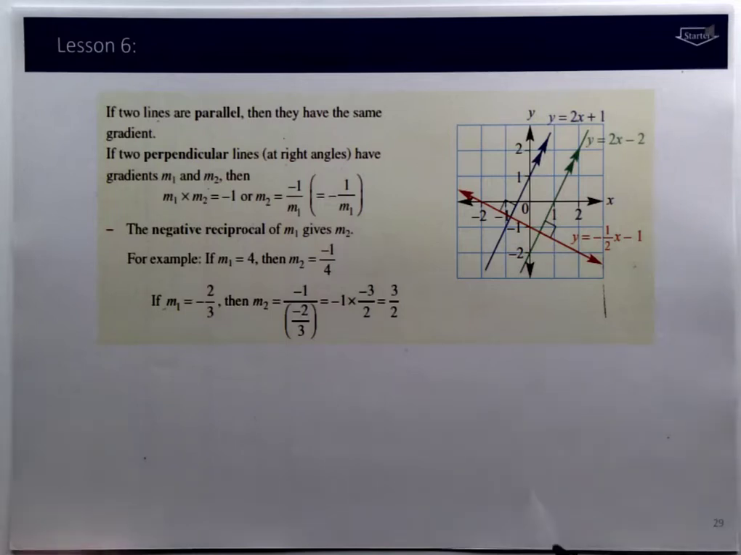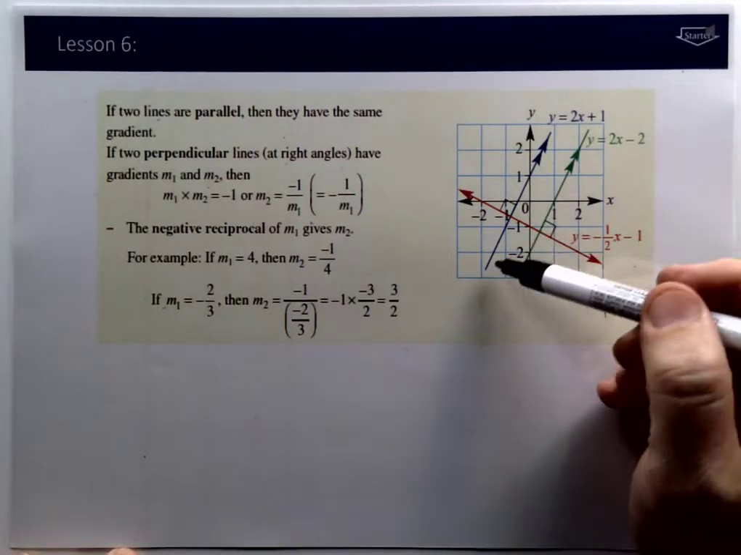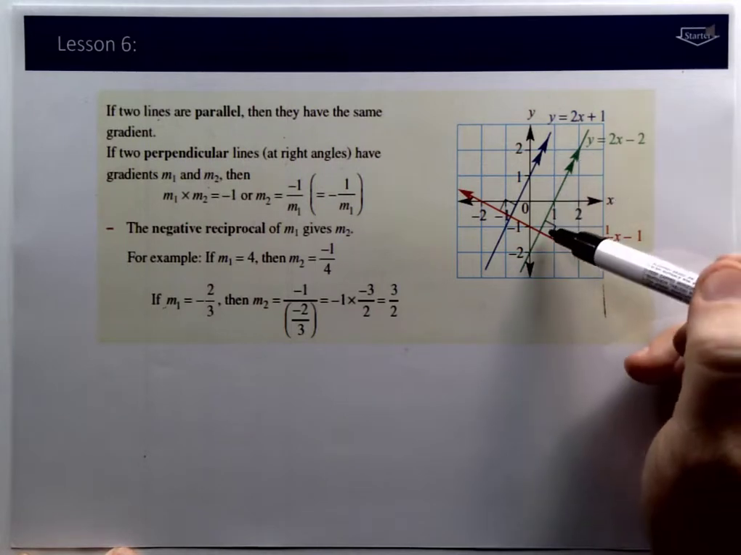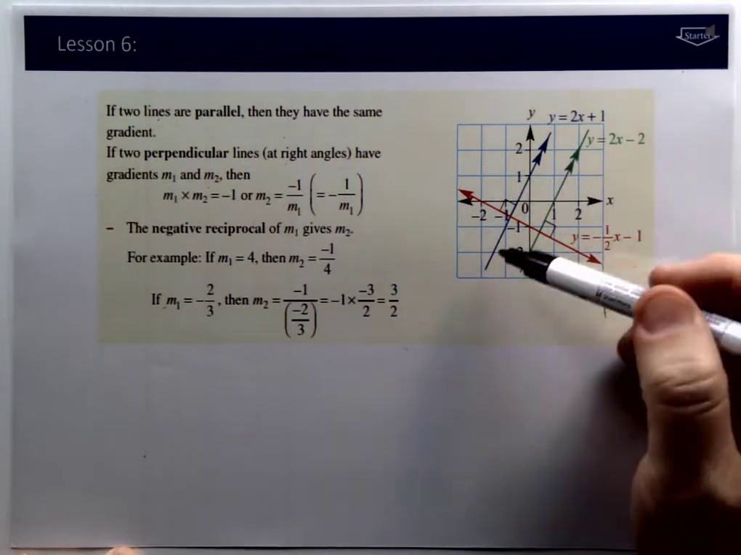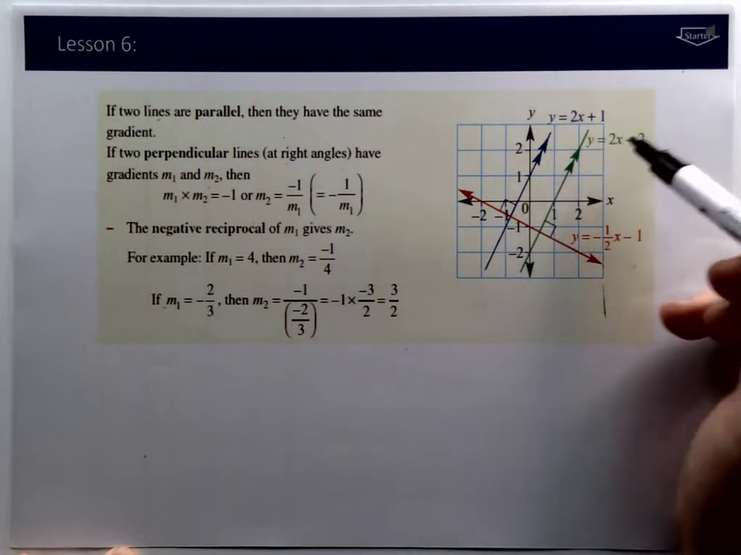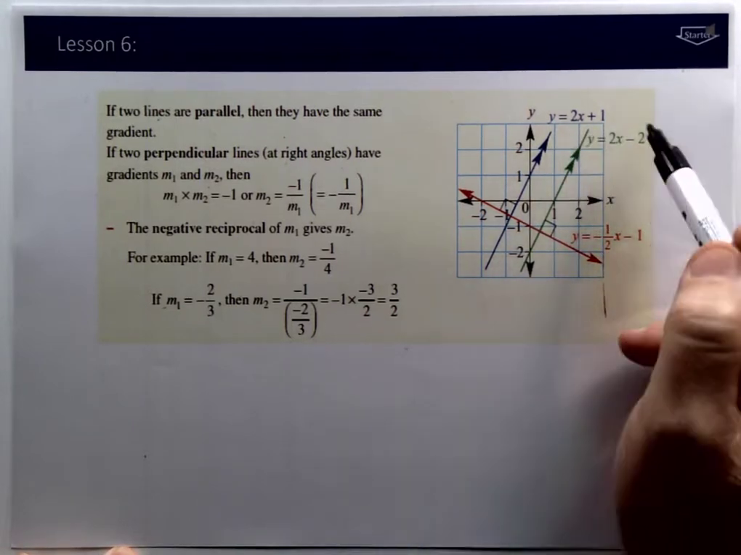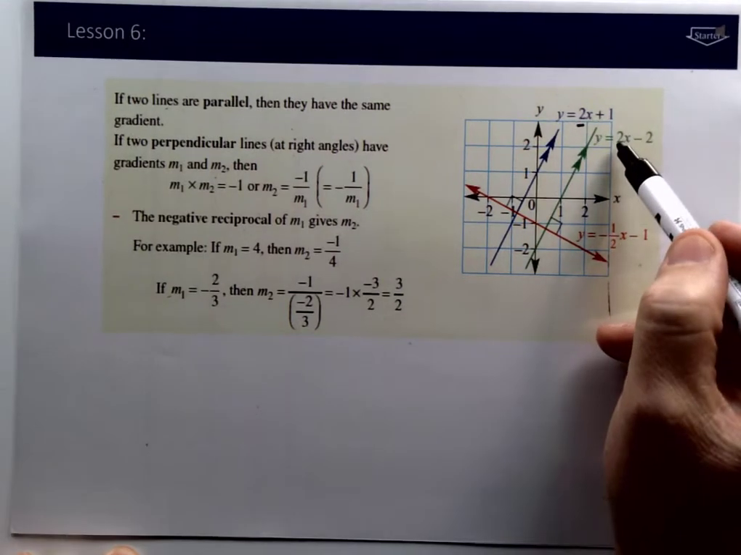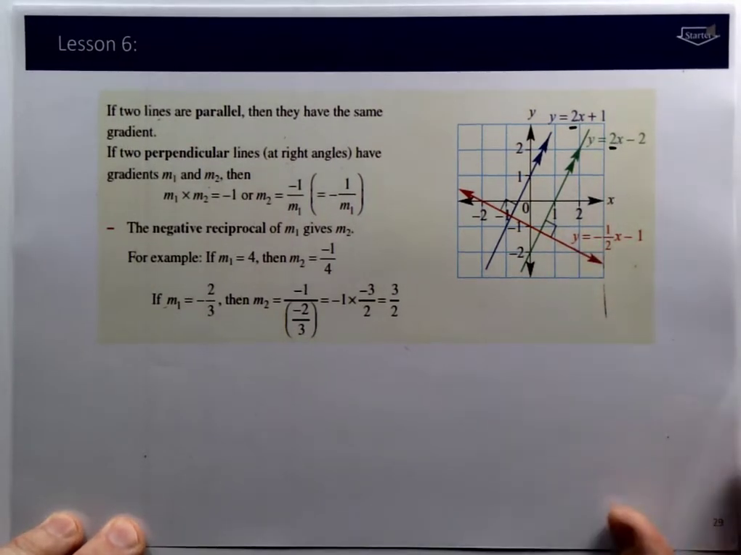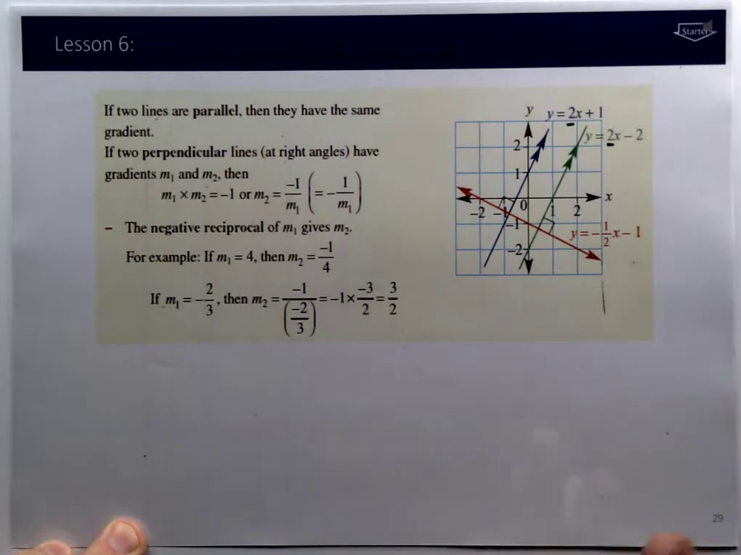Okay, today we're looking at lines that are either parallel or perpendicular. In other words, one is at right angles to the other. If the two lines are parallel, say y equals 2x plus 1 and y equals 2x minus 2, you notice that their gradients have to be exactly the same. So parallel lines, their gradients must be exactly the same.